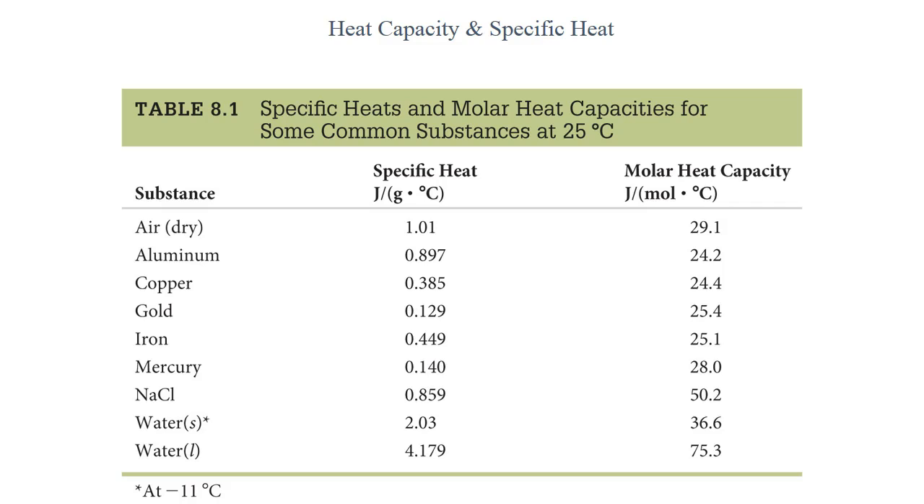Now, heat capacity is a much more general term. And usually it refers to a molar heat capacity, which is also listed here. Molar heat capacity is the heat required to raise the temperature of 1 mole of a substance by 1 degree Celsius. You can see the units are provided, so it's relatively easy to see which one you're working with. And we're going to do some practice problems with this a little bit later.